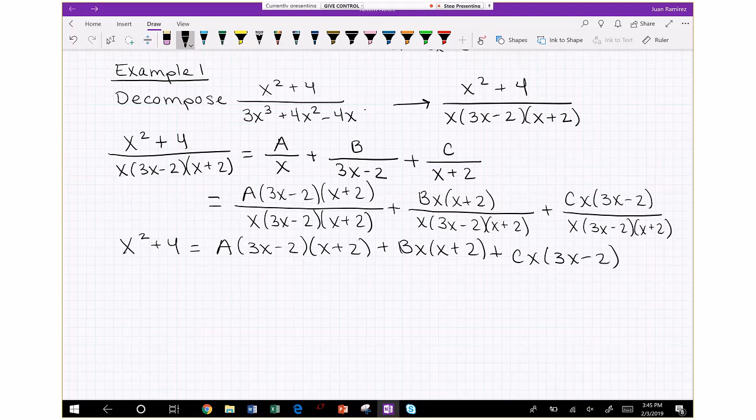Alright, now we go into that one step we spoke about where we solve for those constants. So what I'm going to do is I'm going to plug in values of x that will eliminate 2 of the 3 terms. First value I notice is that on the second term, Bx times (x plus 2), and the third term, Cx times (3x minus 2), if I plug in a value of 0 for x, those whole terms will go to 0. And it'll leave me with A equal to something. Okay, so let's do that. X is equal to 0, what's going to happen?